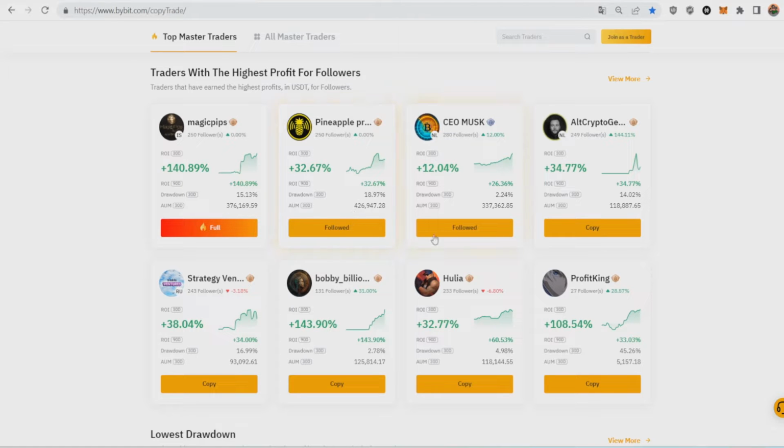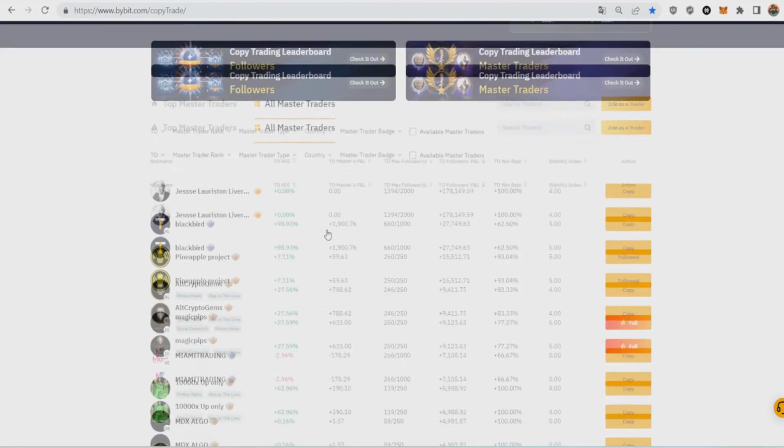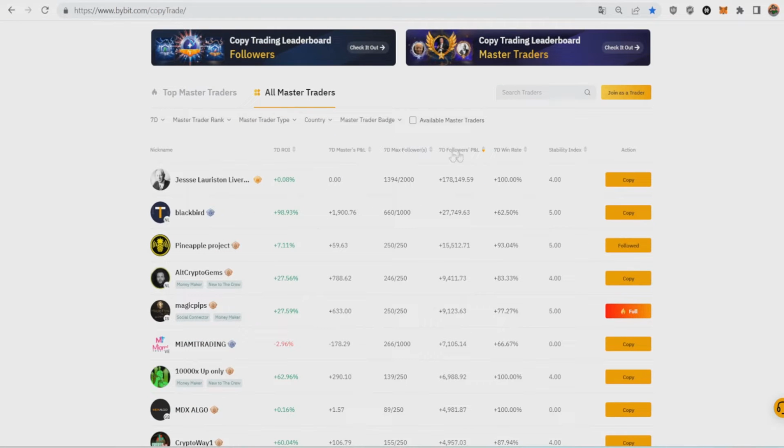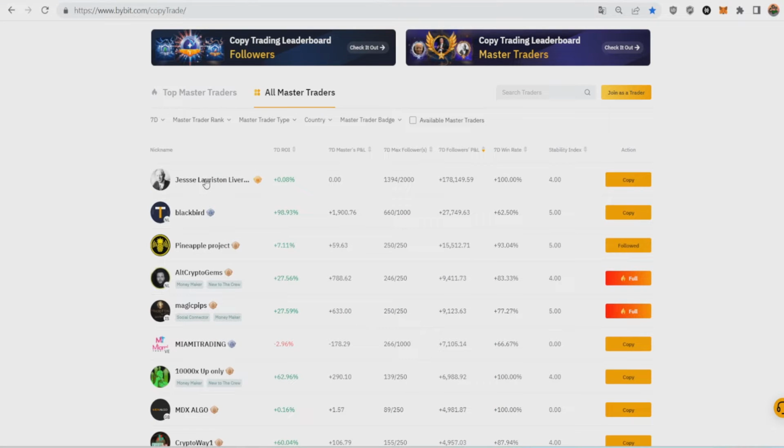As you can see, I follow 2 of them already. Yes, guys, you can follow multiple at once, but I'm not gonna tell you who to follow. I'm gonna tell you what to look at to follow. So just click on view more at traders with the highest profit for followers. Then when we're at the page, the next thing you gotta do is go at the top at master type and just click off return. Then what you want to do is put on the most profit and loss. This guy is really good, but he's really expensive to start with, sadly.